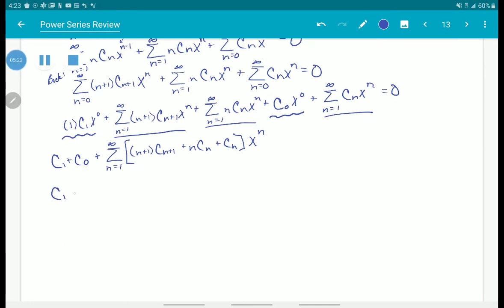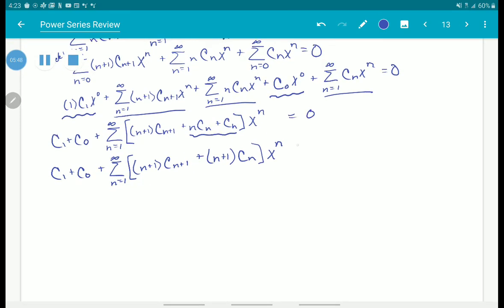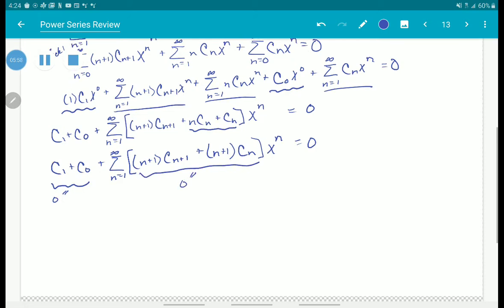Let's do a little more combining. So we have n plus 1 times c sub n plus 1. And if we put these together, we could factor that c sub n out. That will leave us with an n plus 1 there too. And all that's multiplied by x to the n. So remember, we want this guy to be 0. So the only way this can be 0, two things have to happen. First, that has to be equal to 0. And then this coefficient has to be equal to 0.